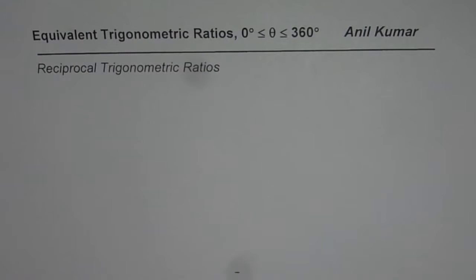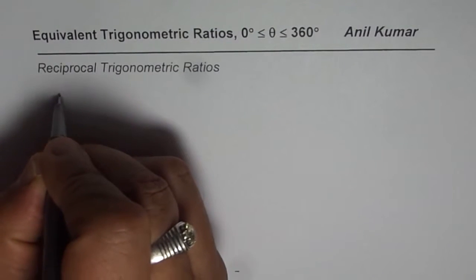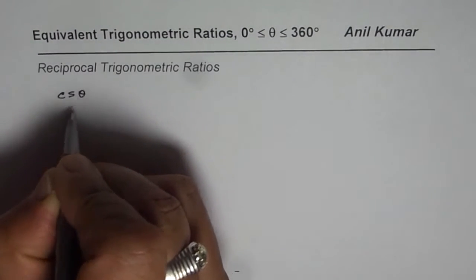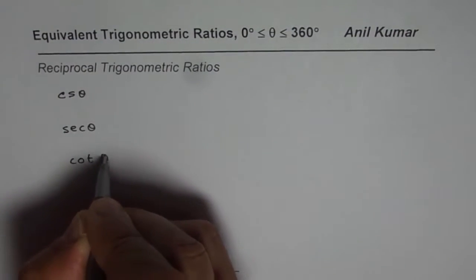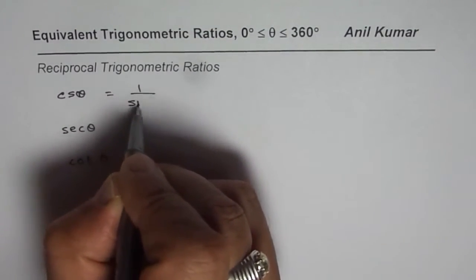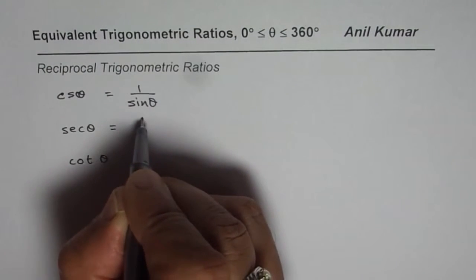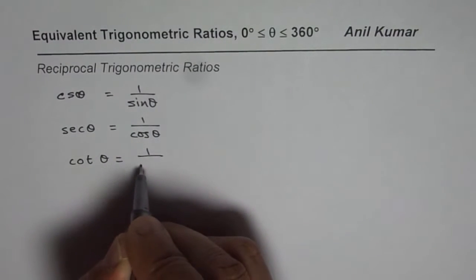I'm Anil Kumar, and in this video we will explore equivalent trigonometric ratios within the domain of angle between 0 degrees to 360 degrees. And we'll consider reciprocal of primary trigonometric ratios, that is the secondary trigonometric ratios, which are cosecant theta, secant theta, and cotangent theta, right? As you know, cosecant theta is 1 over sine theta, and secant theta is 1 over cosine theta. Cotangent is 1 over tan theta, correct?